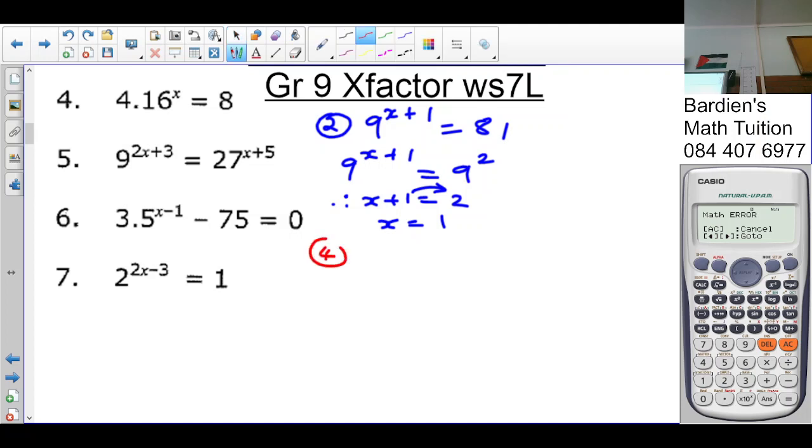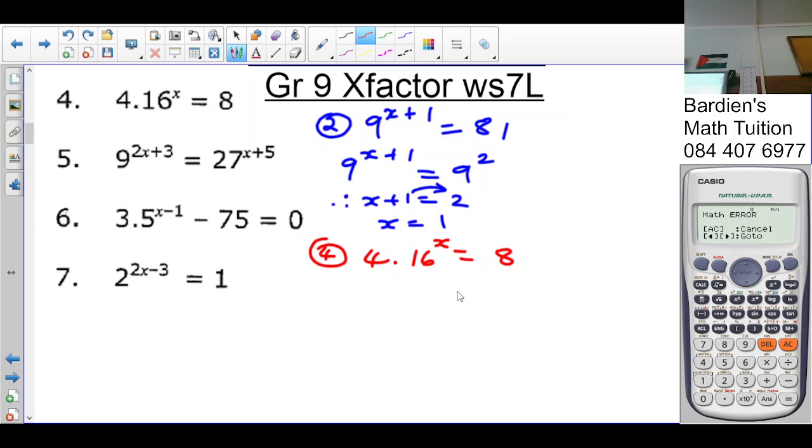Right, let's look at number 4. 4 times 16 to the x equals 8. Can I multiply that 4 and that 16? Lisa, didn't you write the notes earlier on? You can't multiply those bases. Why? Because of that variable exponent. Did you write it down? You must write it down. You cannot multiply that. So what do we do here?